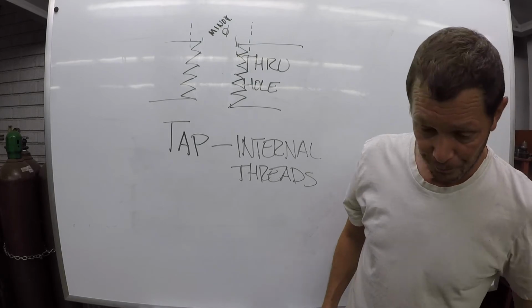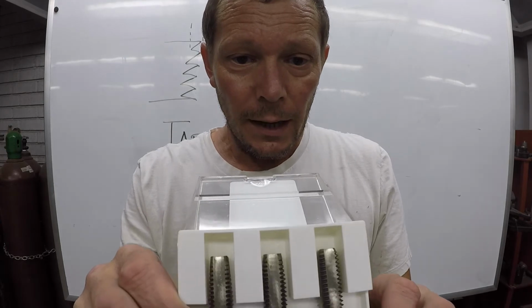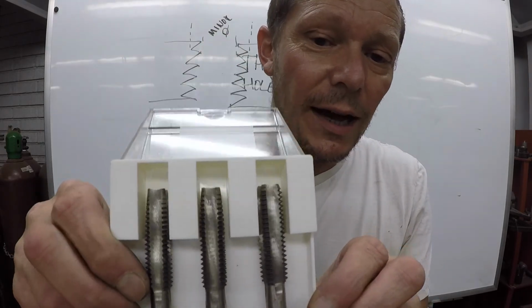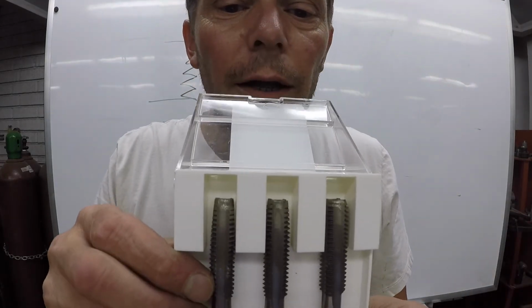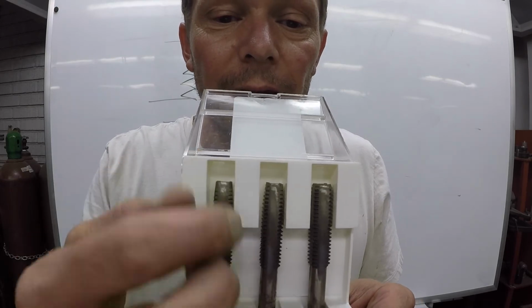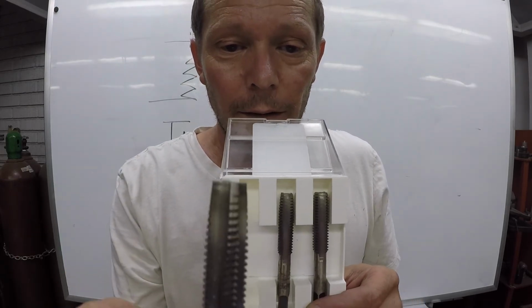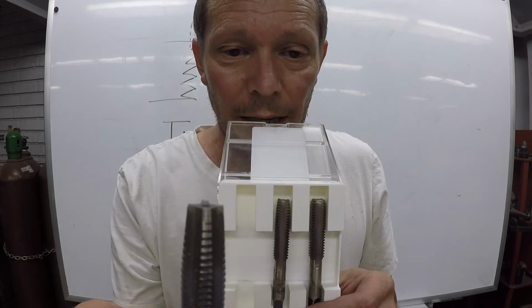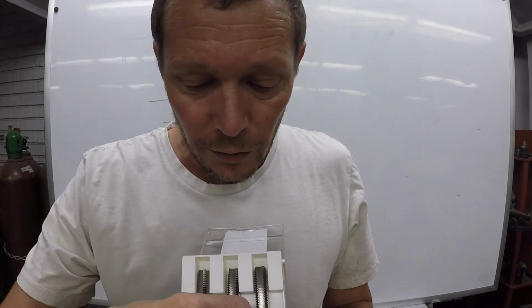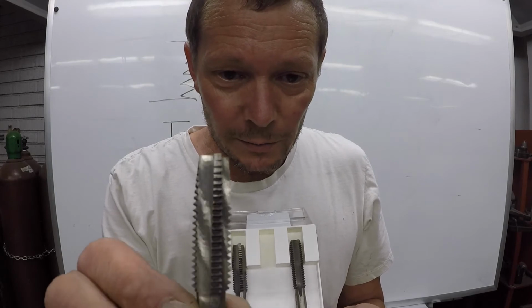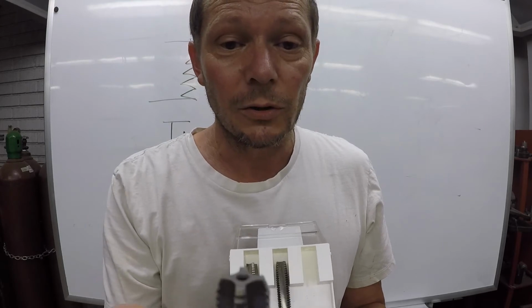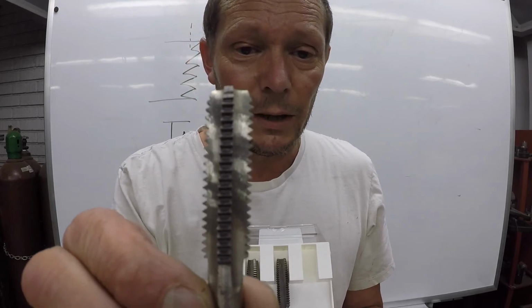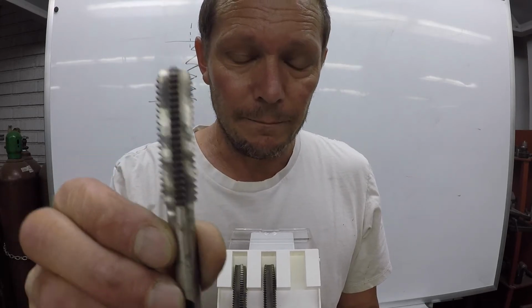So what I have here is a set of taps, and I have them arranged. If you look closely at the tips, you can see this one here is the taper, and that's what it's called. It tapers very gradually as it cuts. The next one doesn't taper quite as much. This is called a plug tap. And then this one doesn't taper very much at all, even just a tiny bit. It's called a bottoming tap.